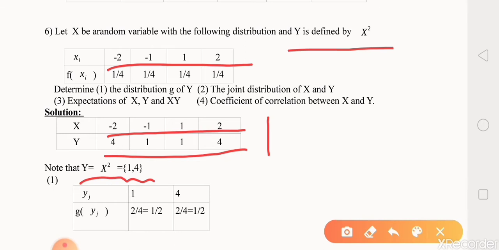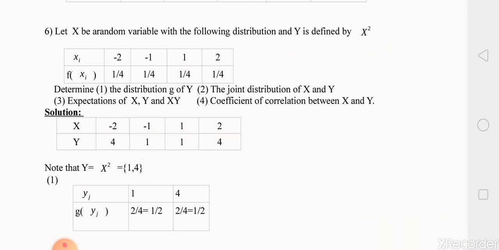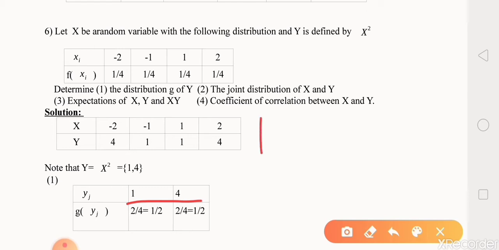Now we have to consider the distribution of y. Take y values 1 and 4. We have to write the distribution. Look at this table. Y equal to 1, we have 2 values out of 4 values, so probability is 1 by 2. And y equal to 4, we have 2 values out of 4 values, so again the probability is 1 by 2. So when y equal to 1, g is half, and when y equal to 4, the value of g is half. This is the distribution of y.